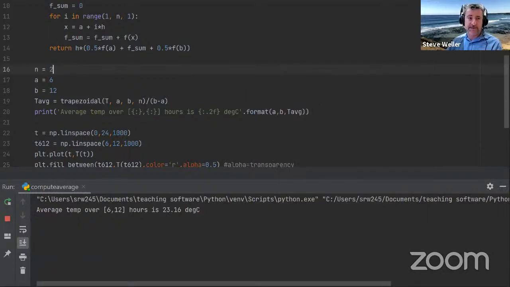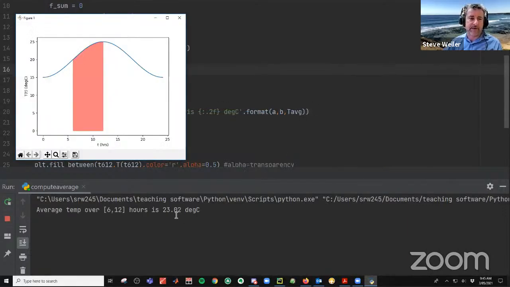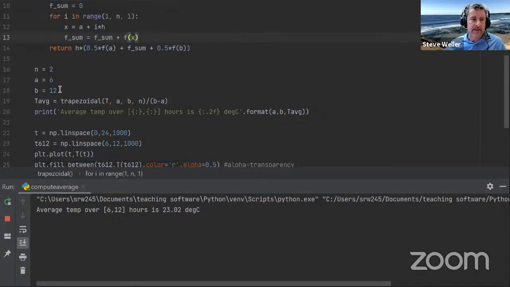If we only use, let's go really rough, two panels, rerun it again, we're going to get a number that's a bit different now. The reason why the number of panels in this case is not critical, for the number that's computed as the average temperature, really meaning the integral over the time 6 to 12, is because the function f is really well behaved. It's very smooth. It's almost like a straight line. Yes, it's a bit curved, but it's not very curved. If the function wiggled around a lot between 6 a.m. and 12 noon, what we would need to do is use a large number of panels. In this case, it really doesn't matter too much.